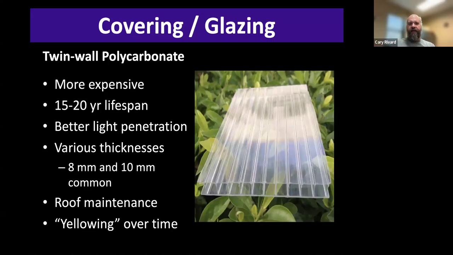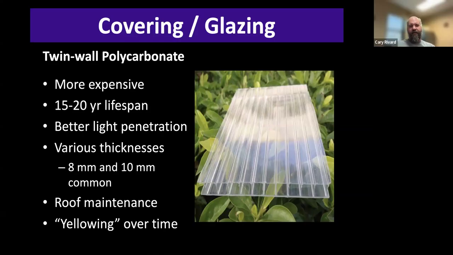Twin wall polycarbonate, I've mentioned a couple of times. This is a really popular glazing, especially for greenhouses, but it also works great for high tunnels, partly because it's just easy to work with. All you need is a circular saw with a plastic blade, and you can cut this stuff really easily and shape it kind of however you need to. You can also bend it. People will put it up on the roofs of greenhouses as well.